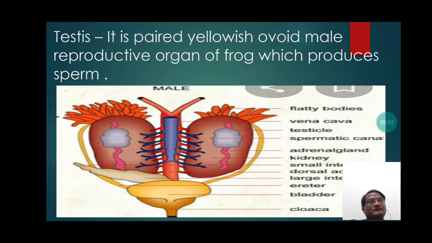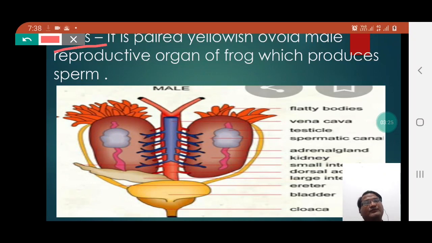Testis. It is paired yellowish ovoid male reproductive organ of frog which produces sperm. So students, testis, as we know, is the main reproductive part of male and the main function of which is to produce sperm. But students, here in frog we find that this testis is yellowish in color, paired, that is 2 in number, and ovoid, that is appears like an oval shape.